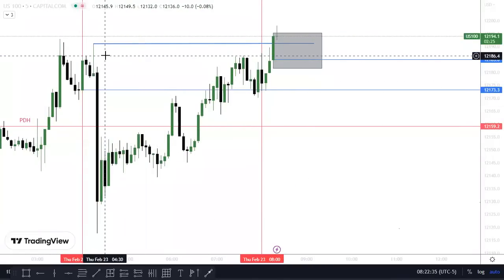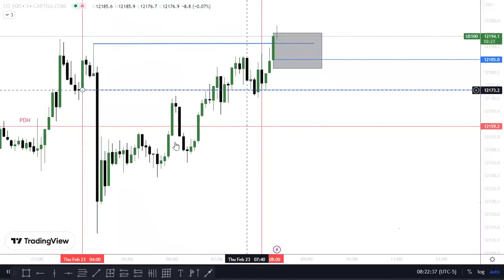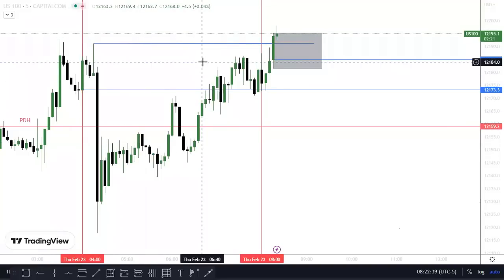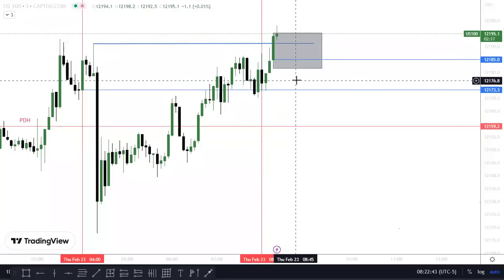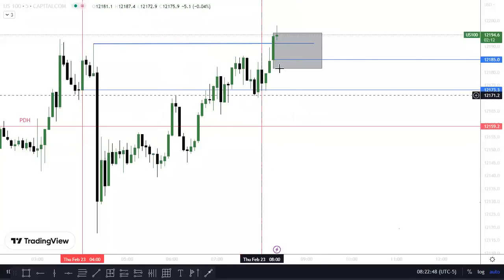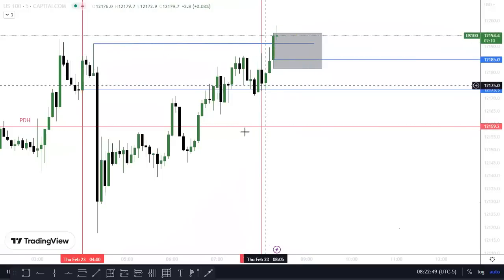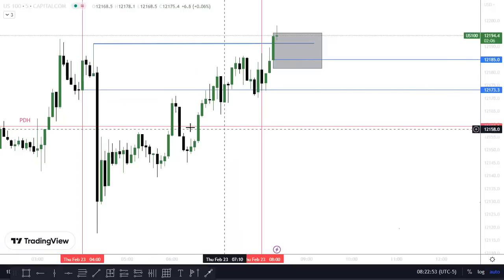I like this delivery. This delivery suggests that the next time price moves is going to be fast. Why? So watch how we're trading right here.